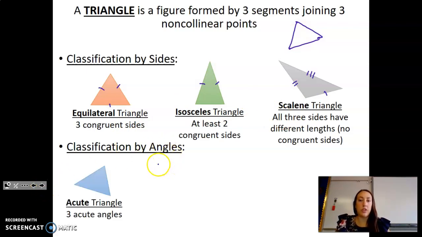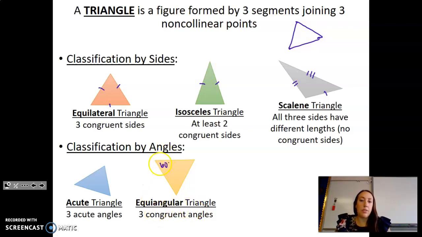We can also classify a triangle by angles. We call it an acute triangle if all three angles are acute angles. We call the triangle equiangular if all three angles are congruent, and that can only happen if all three angles are 60 degrees because all three angles have to add up to 180. So if all three angles are 60, that makes the triangle equiangular. There's also a direct relationship between equiangular and equilateral. If a triangle is equiangular, it's also going to be equilateral and vice versa.